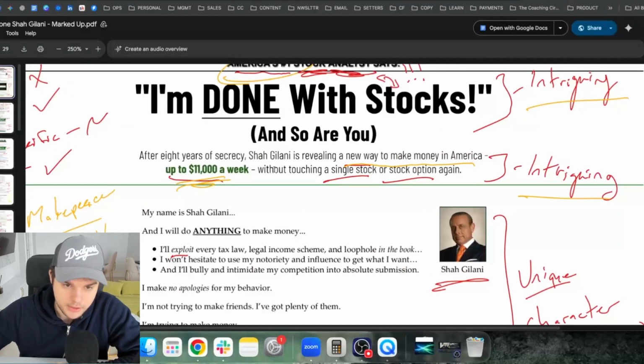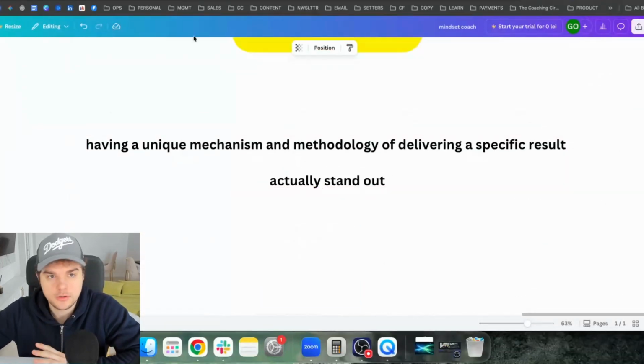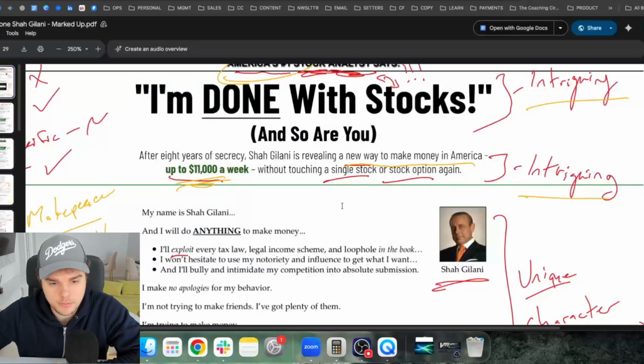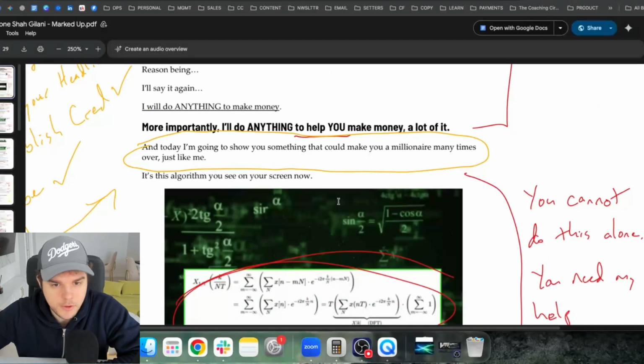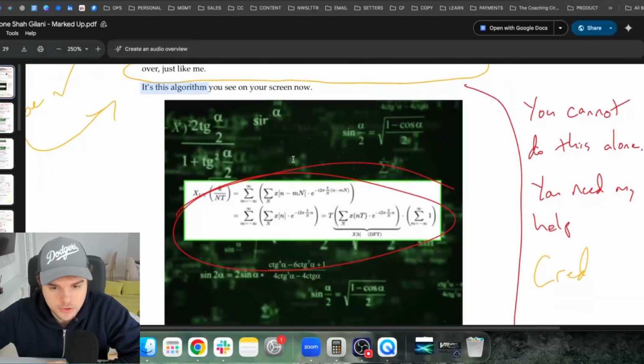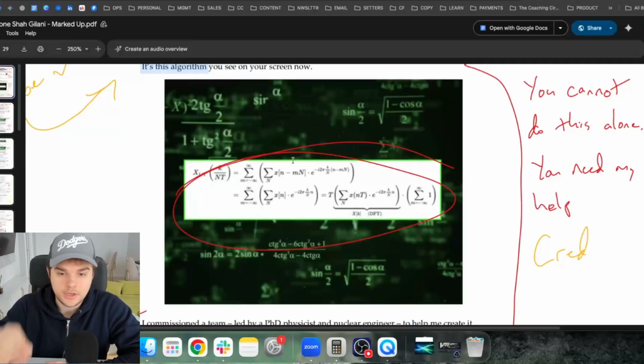Just to break it down, going back to what I said: a specific promise, a very specific result, and then also that unique mechanism and methodology. So let me show you. When we go to the unique methodology, it says, "Today I'm going to show you something that could make you a millionaire many times over, just like me." Bold promise. It's this algorithm that you see on your screen now. So boom, this is the unique mechanism.